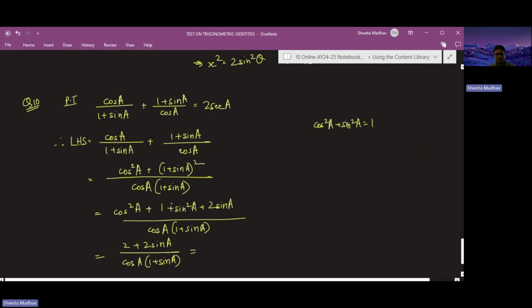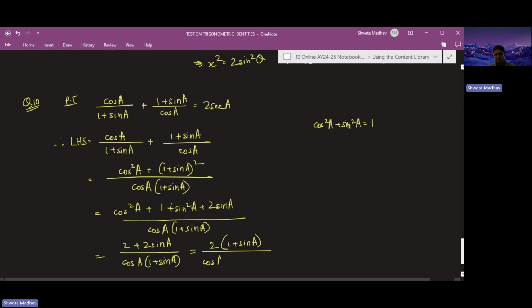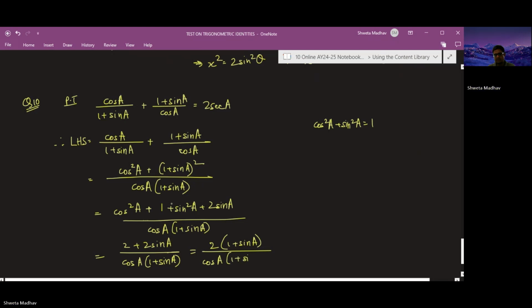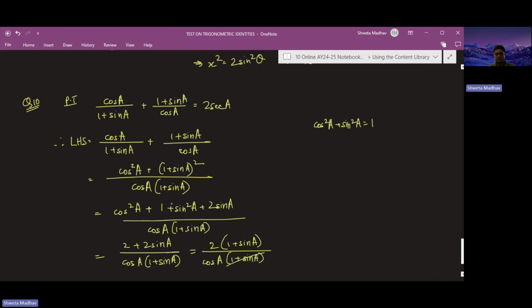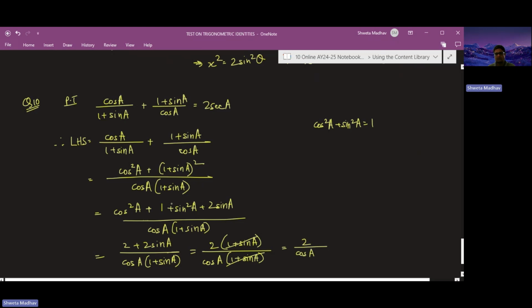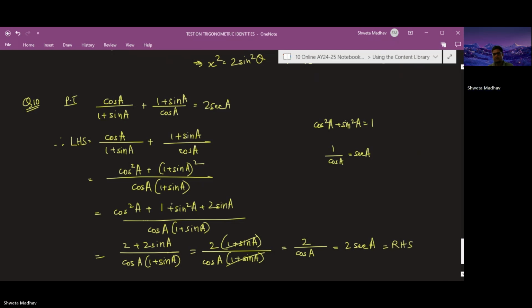Now, from these two terms, we can take 2 as common. So we will have 2 into 1 plus sin A divided by cos A into 1 plus sin A. So 1 plus sin A will get cancelled, then we have 2 by cos A. Now 1 by cos A is equal to sec A. That is equal to 2 sec A, which is equal to the right hand side. So hence proved.